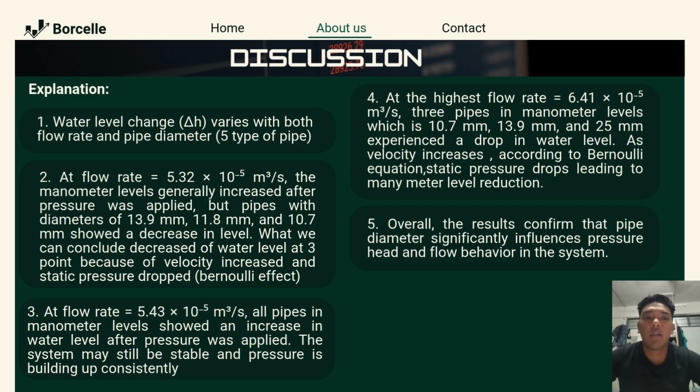At the higher flow rate of 6.41 m³/s, 3 pipes in the manometer, which are 10.7, 30.9 and 35 millimeter, experience a drop in water level as velocity increases according to the Bernoulli equation. Static pressure drops, leading to manometer level reduction. Overall, the result confirms the pipe diameter significantly influences pressure head and flow behavior in the system. That's all from me. Thank you.